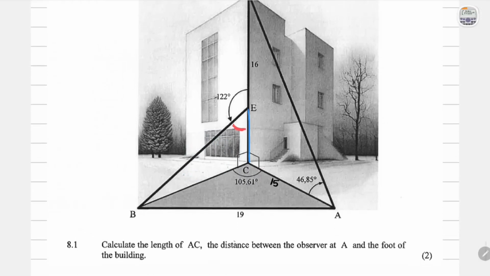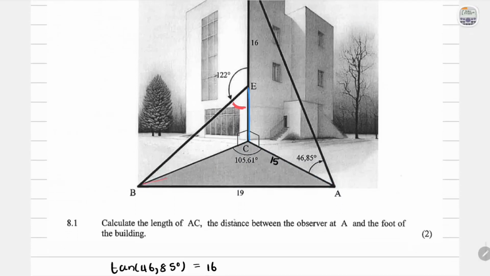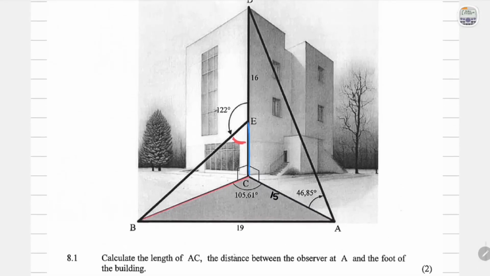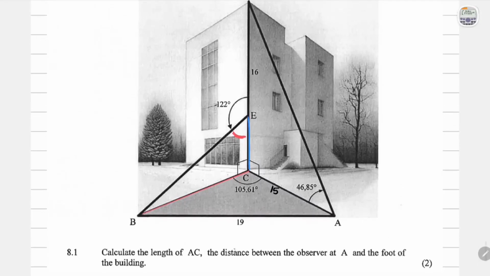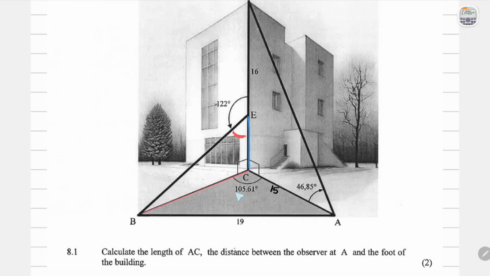Let's see which side we can actually find. So EB is definitely out of question because it's just way off. But then BC is one of the shared sides with this triangle on the bottom. So we could try finding BC. How would we find BC? If we're looking for BC, what we could do is we could use the sine rule.